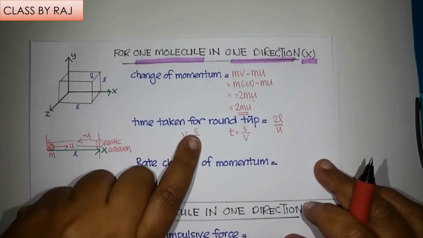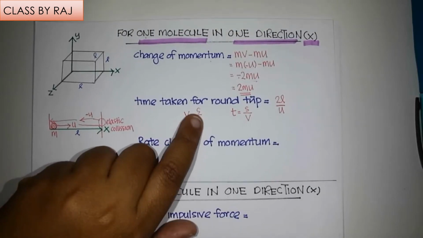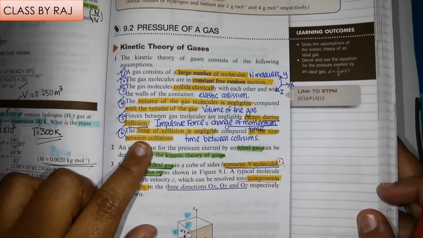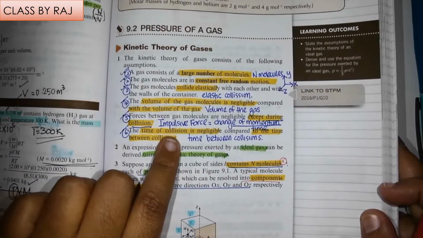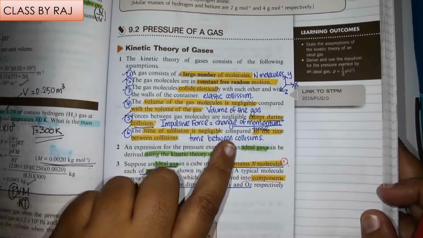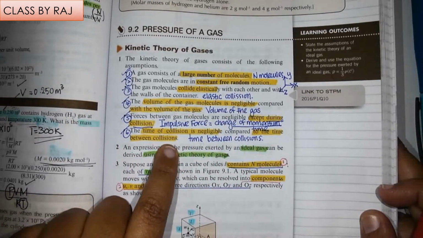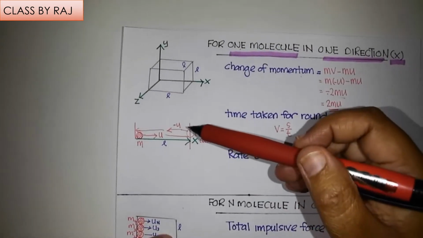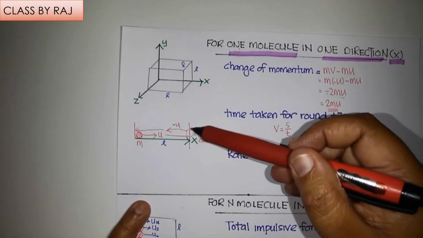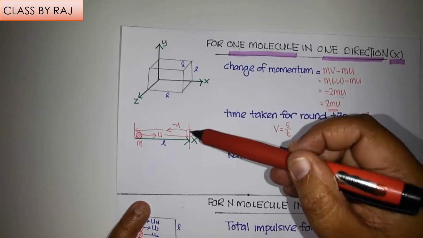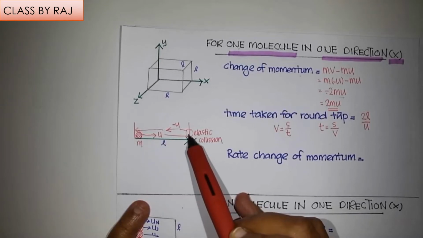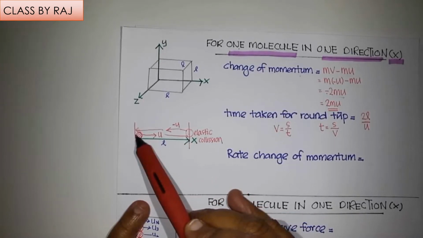The time taken for a round trip is according to the kinetic theory of gases, number 6: the time of collision is negligible compared to the time between collisions. What number 6 is saying is that we are not interested in the time during the collision. We are interested in the time between collisions, from here to here and back again, so we want the total time taken for a round trip.